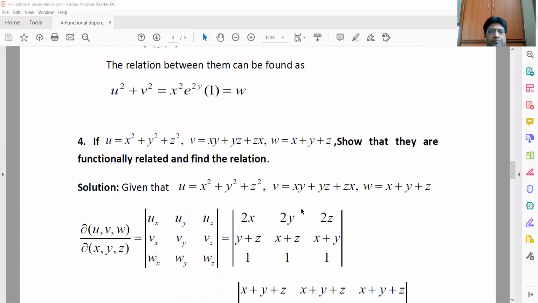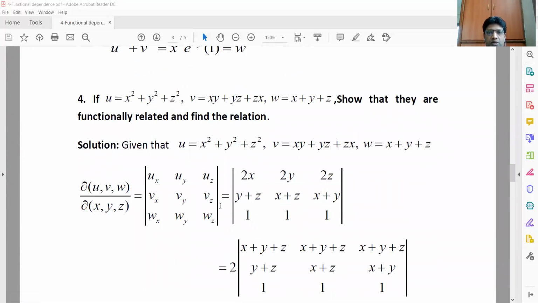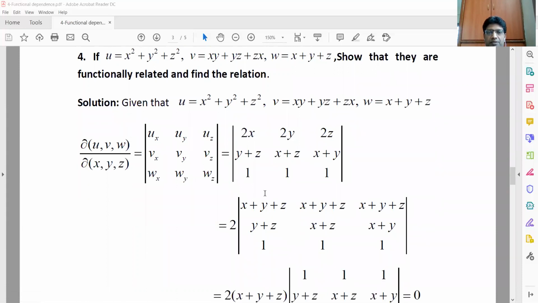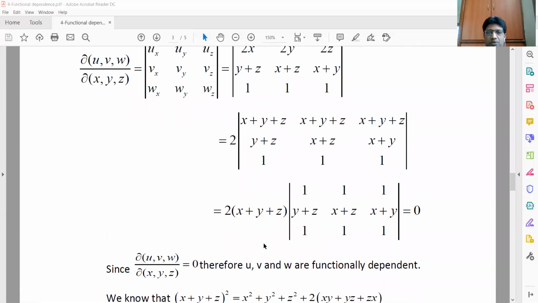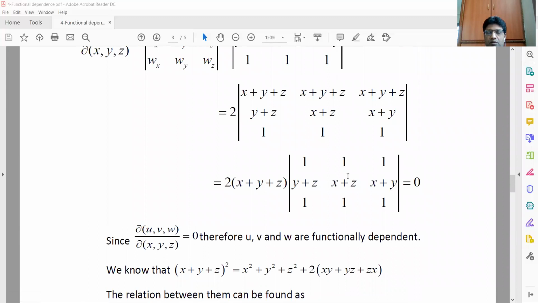Next, the fourth one. If u is x square plus y square plus z square, v is this, w, show that they are functionally related and find the relation. u, v, w is given, so the Jacobian we calculated. We got 2x, 2y, 2z, y plus z. What I did is I took this 2 outside and I added row 1 with row 2. So I got x plus y plus z. In the next step, I took out x plus y plus z, so we are left with 1, 1, 1. Because in a determinant, if two rows are equal, it is 0. So they are functionally dependent.